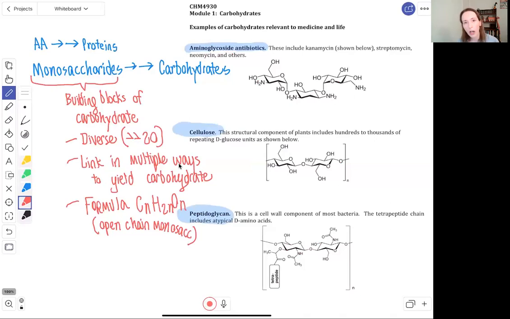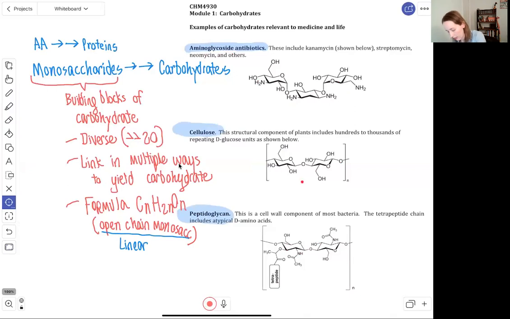And when we use the term open chain monosaccharide, what that means is we're looking at a linear monosaccharide, not a ring structure. So the compounds that we see here, here, and here as our examples all have the carbohydrates forming these ring structures. In the case of each of these, it's 6-membered rings. That's not always the case, but 6-membered rings are pretty common amongst carbohydrate structures. Open chain refers to a chain where we have not formed that ring.